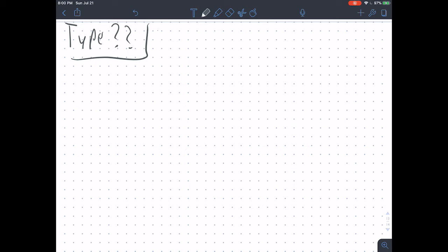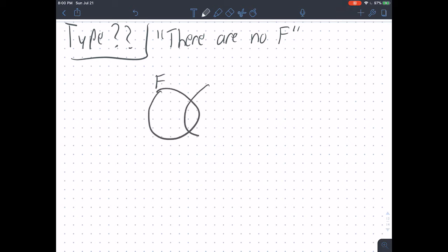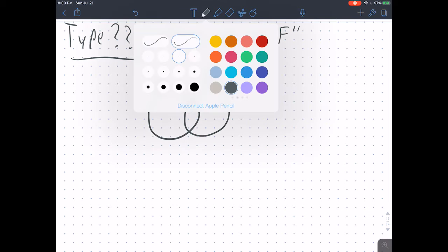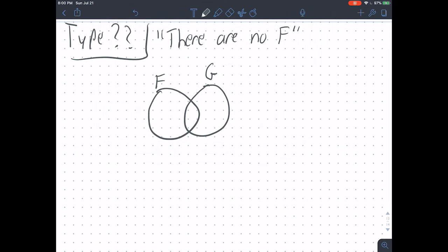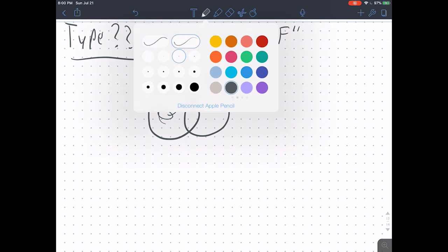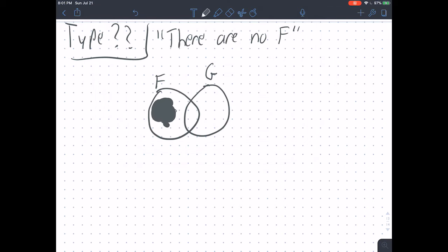So consider the sentence, there are no F. I don't know, there are no unicorns, right? So if we have our circles, if we wanted to say that there are no F, we would shade the whole circle of F, right? This isn't a traditional canonical sentence type, but it is occasionally useful. I don't think Aristotle came up with it.